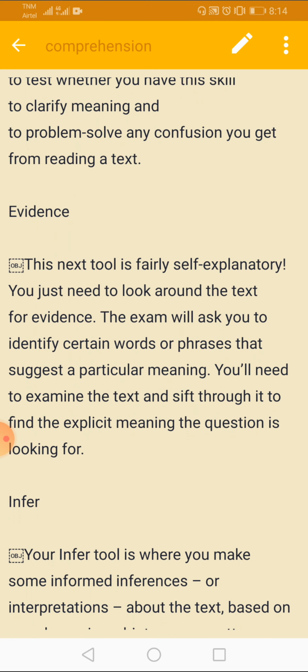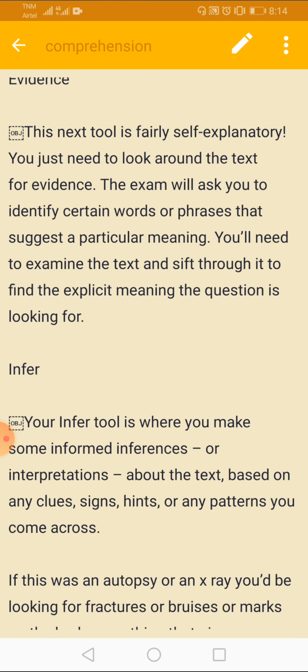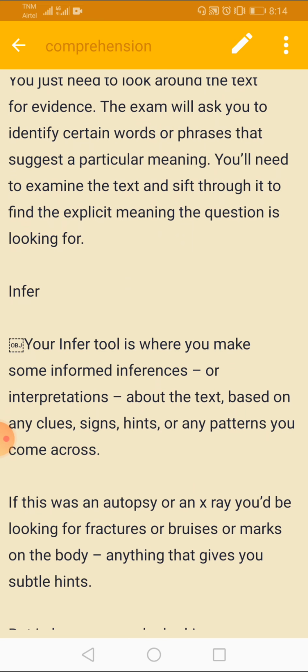Evidence. These next two are fairly self-explanatory. You just need to look around the text for evidence. The examiner asks you to identify certain words or phrases that suggest a particular meaning. You need to examine the text and sift through it to find the explicit meaning the question is looking for.